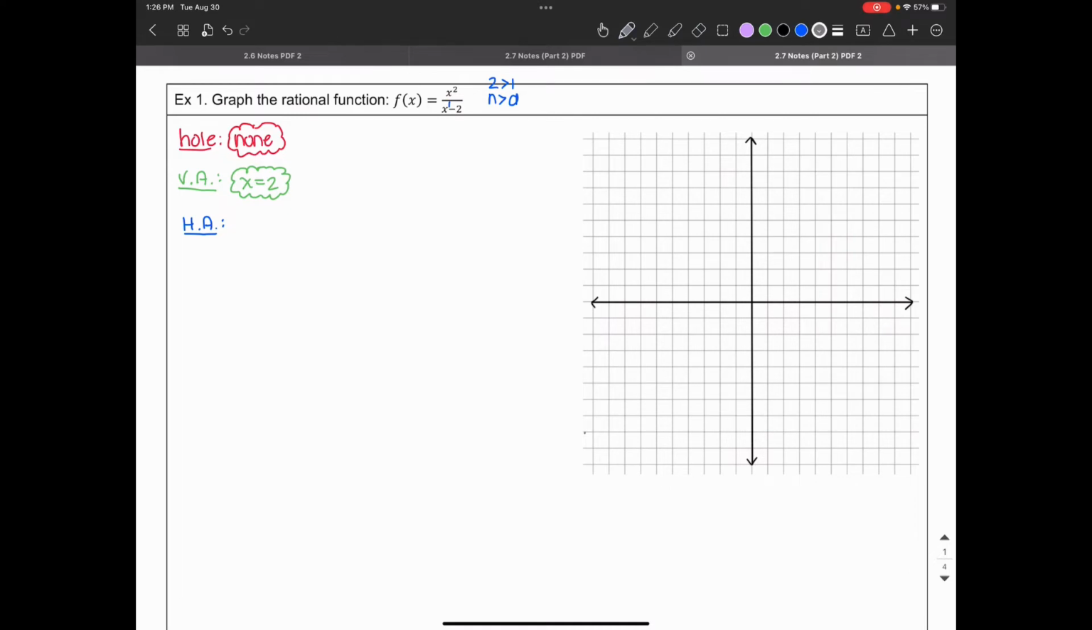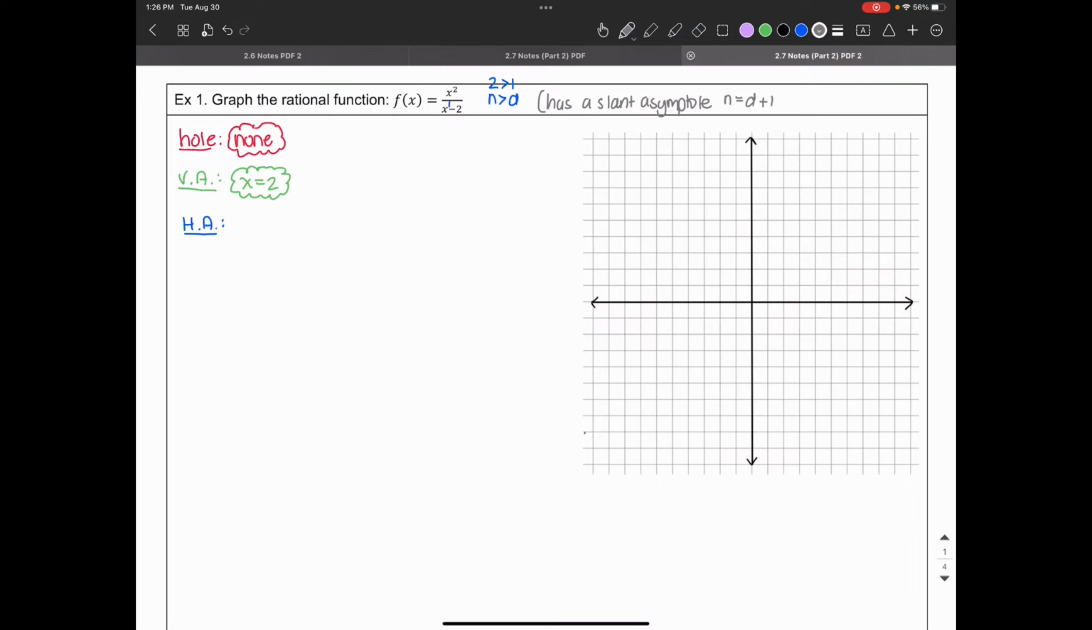So now I want to check, does it have a slant asymptote? Well, it's going to have a slant asymptote because n is equal to d plus 1.